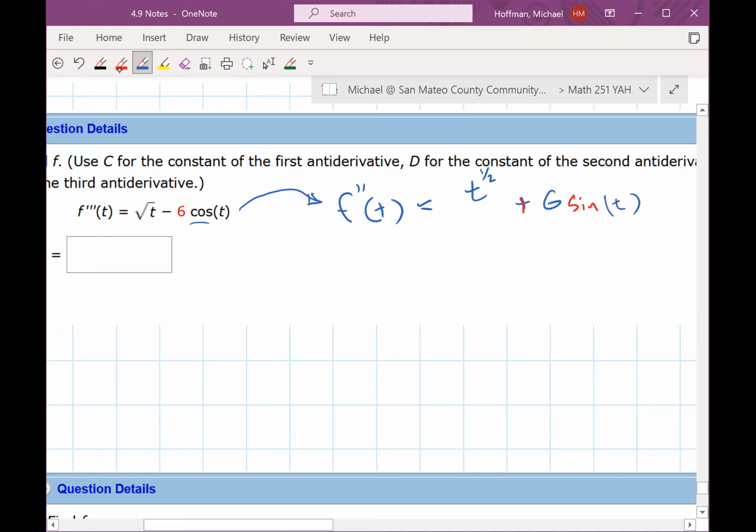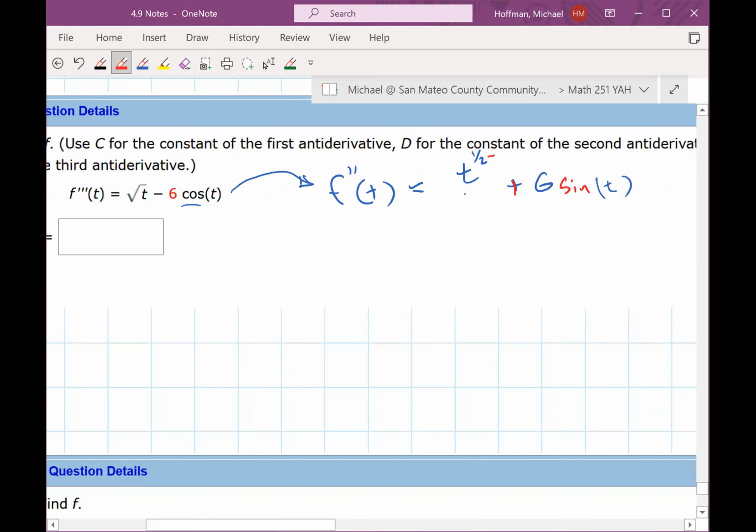And I have to add 1 to the exponent here, and then divide by 1/2 plus 1. So now I know what my f double prime is. It's 1/2 plus 1 is 3/2. So this one's going to be upside down, 2/3, t to the 3/2. Plus, oh, you know what? It's not plus. The antiderivative of cosine is just sine, so it's minus, like 6 sine t. So this is my second derivative.